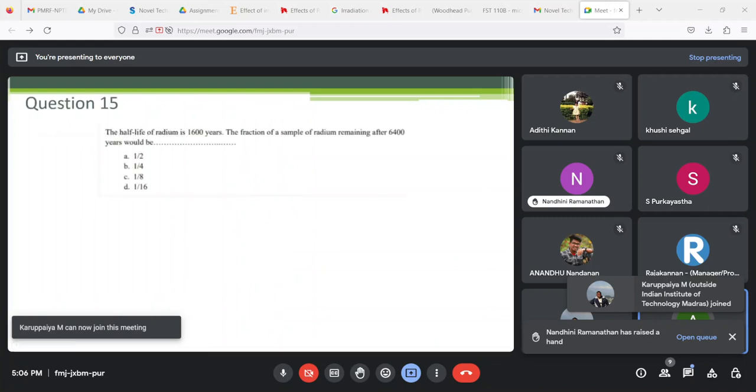Okay, moving on to question 15. The half-life of radium is 1600 years. The fraction of a sample of radium remaining after 6400 years would be dash. So these kinds of problems we would have solved somewhere in high school as well. Do you guys remember what is the half-life of a radioisotope?